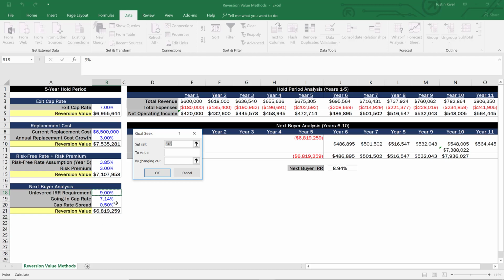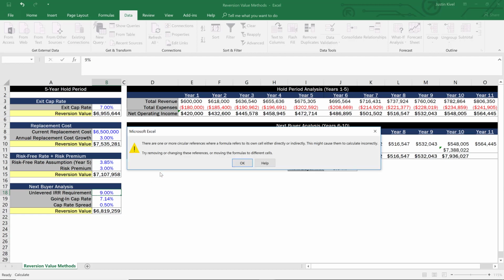The way we're going to do this is we want to set this cell, J14, which is the next buyer IRR. We want that to be exactly 9%, so I'm going to type in 9.00%. And then we want to set that by changing the cell of the going-in cap rate. I'm going to hit OK. And Excel is telling me there's one or more circular references. That's okay. It's still going to calculate.